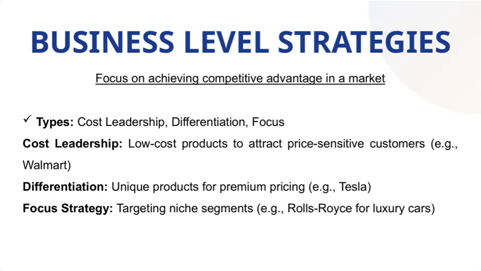All right, let's dive into how companies can achieve a competitive advantage in the market. There are three main types of strategies to consider here: cost leadership, differentiation, and focus. Starting with cost leadership, this is about offering low-cost products to attract price-sensitive customers. Think of companies like Walmart, where the goal is to keep prices as low as possible to draw in a broad customer base. Next, we have differentiation. This strategy involves creating unique products that stand out in the market, allowing companies to charge premium prices. A good example is Tesla, which differentiates itself through innovative technology and design.